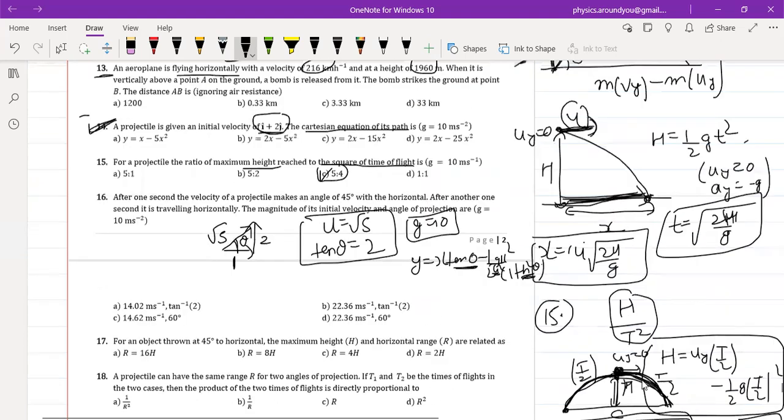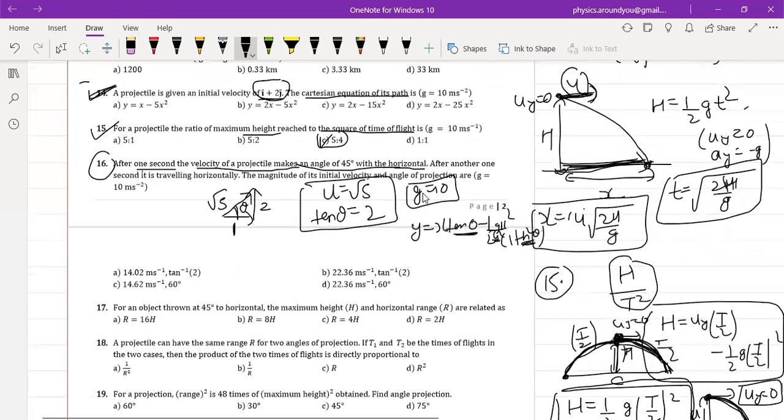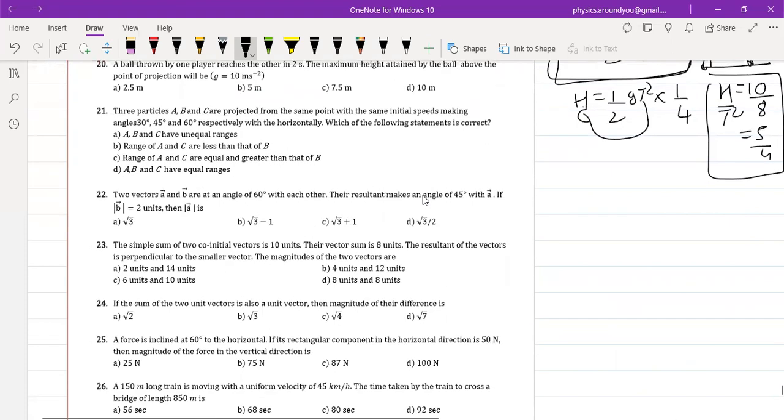So that was question number 15. Now what about question number 16? 16 is telling after 1 second, the velocity of a projectile makes an angle of 45 degrees with the horizontal. So what is this trying to tell? Let's try to dissect that a bit and go into depth on that sentence.